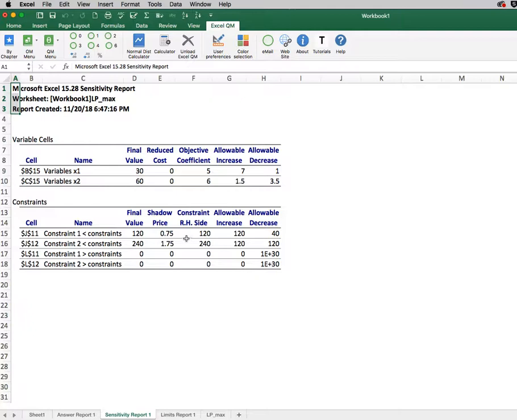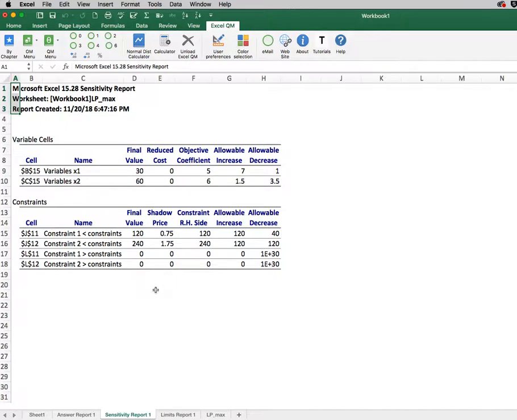That tells me, as it's asking in 33B, if the right-hand side of constraint 1 were increased from 120 to 121, what would happen to the profit? The profit would increase by 75 cents. And then in C of 33, if the right-hand side of constraint 1, dealing with 120, increases by 10, 120 to 130, that's an increase of 10. What's going to happen to my profit? Well, 10 times 75 cents is $7.50.